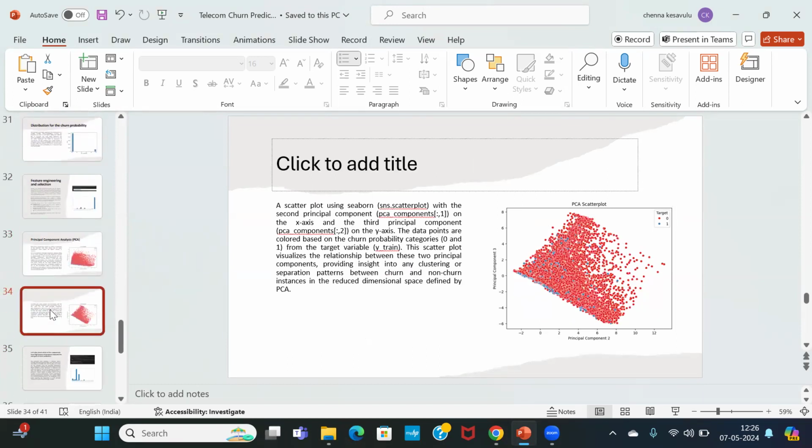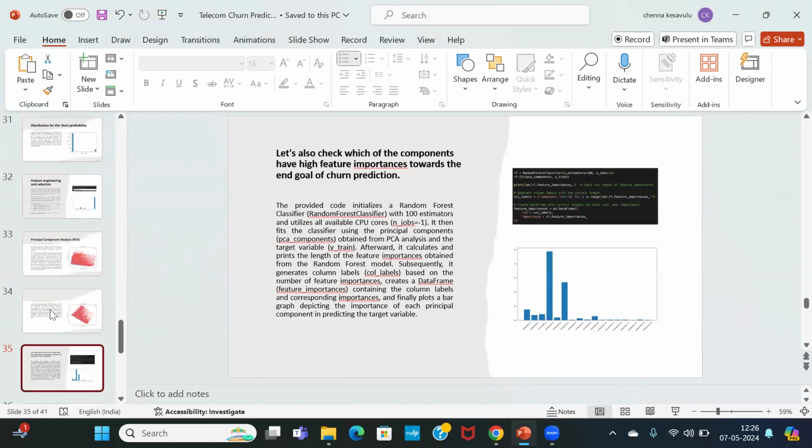Yeah, so here the plot is using Seaborn with the first principal component on the X axis and the second principal component on the Y axis. And also it provides an insight into clustering or separation patterns between churn and non-churn instances in the reduced dimensional space defined by PCA. And next will be continued by Shira. Thank you.